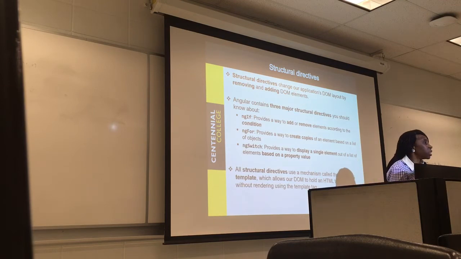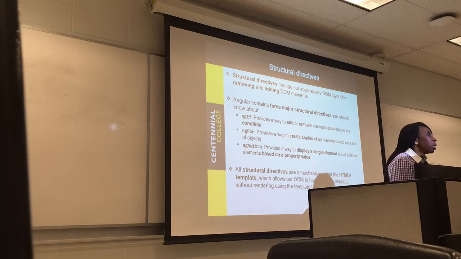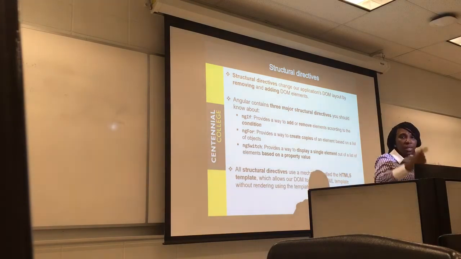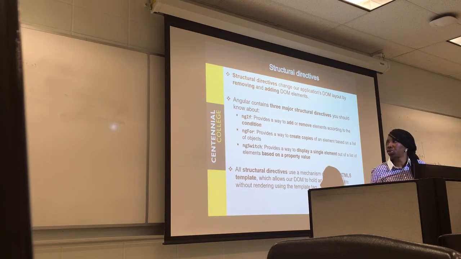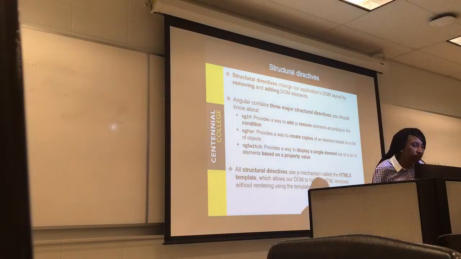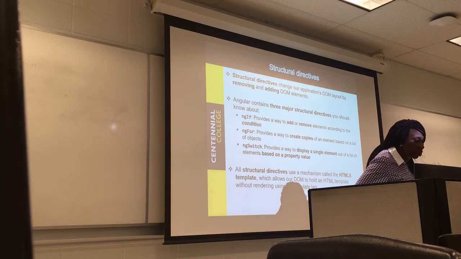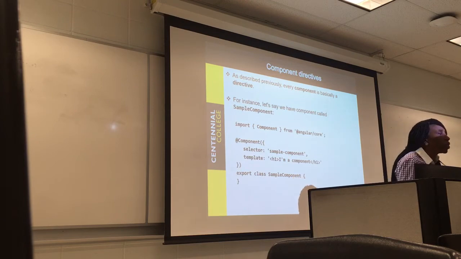We also have our for statement, like our for loop, right? So the ng for provides a way to create copies of an element based on a list of objects. When you create a for loop, it circles through a list of objects. So it is the ng for that does that. Then we have ng switch. It helps to display a single element out of a list of elements, right? The structural directives use a mechanism called the HTML template. We also have what we call the component directives.